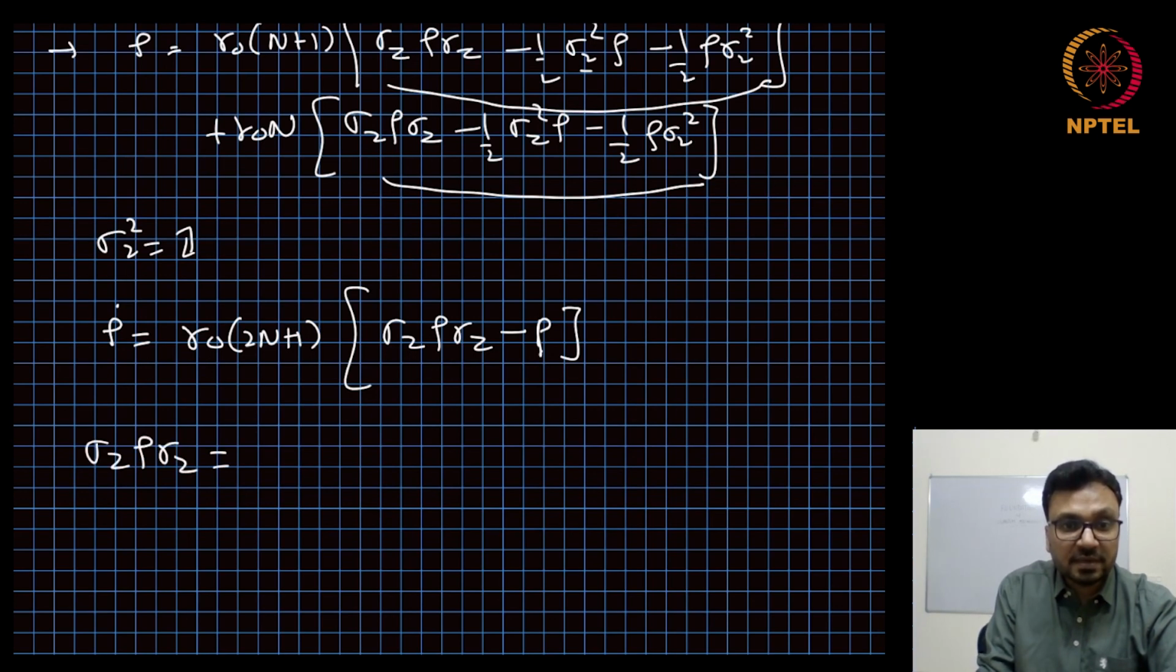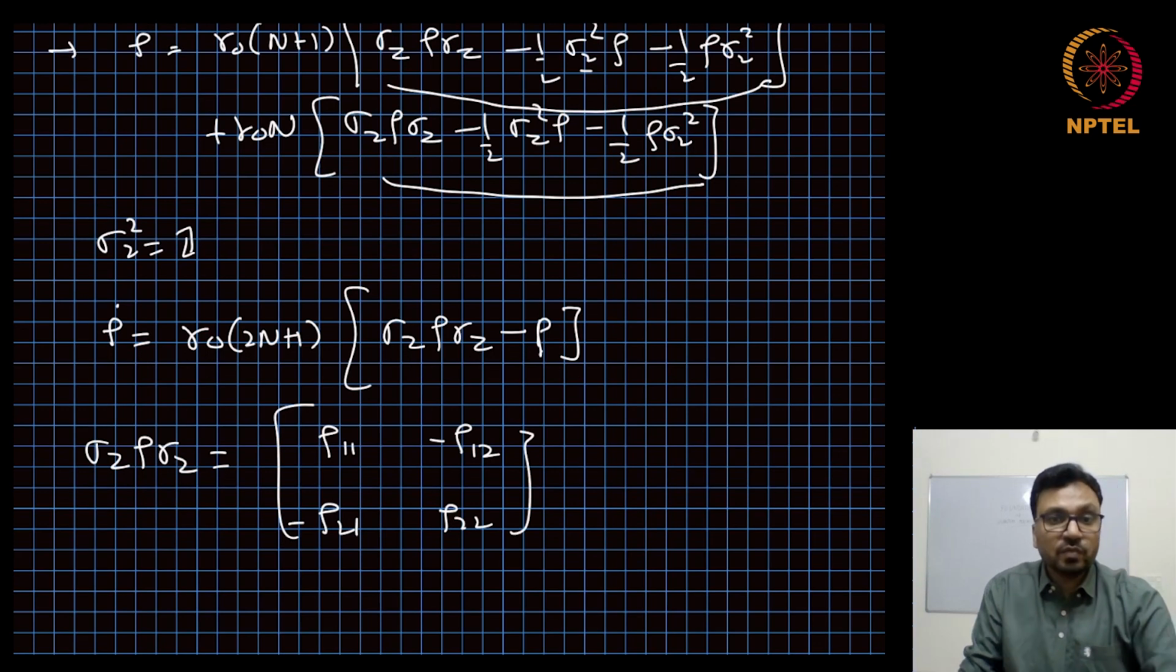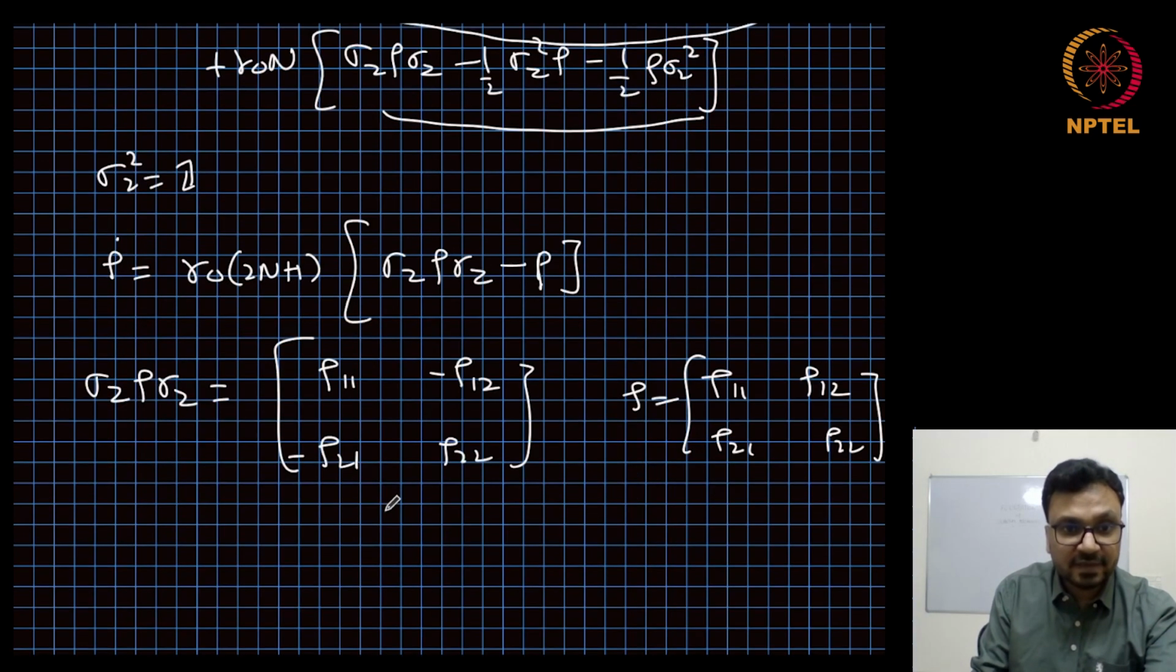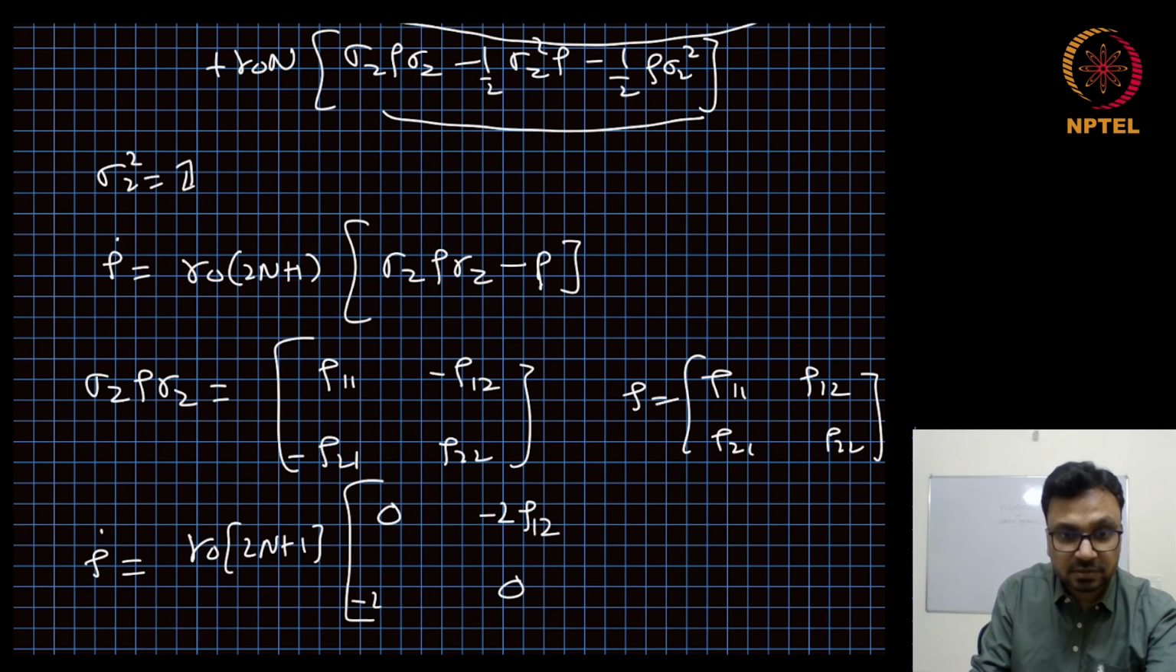σ_z ρ σ_z will be ρ_11, minus ρ_12, minus ρ_21, ρ_22. If ρ was ρ_11, ρ_12, ρ_21, ρ_22, then σ_z ρ σ_z will be of this form. Then we can calculate ρ dot equals γ_0 (2n+1) times the matrix 0, minus 2ρ_12, minus 2ρ_21, 0.